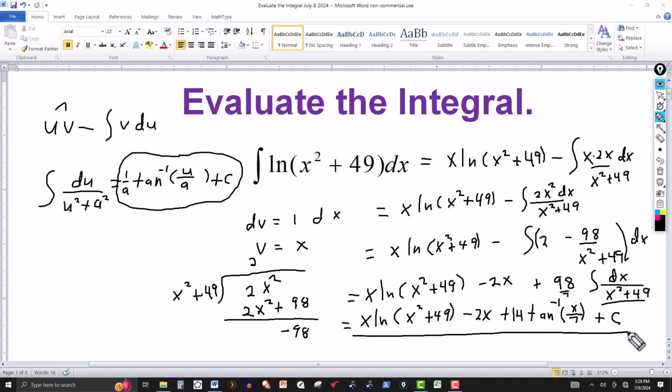So the final answer then would be x natural log of x squared plus 49 minus 2x plus 14 tangent inverse of x over 7 plus the constant of integration.